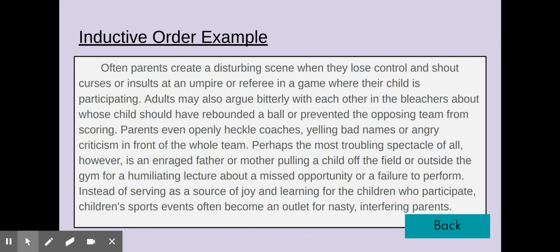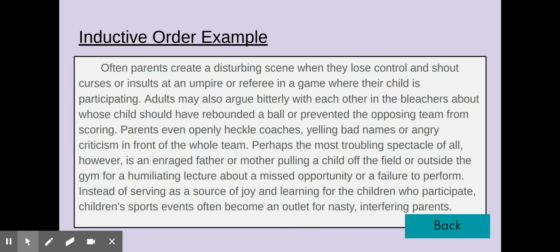Often parents create a disturbing scene when they lose control and shout curses or insults at an umpire or referee in a game where their child is participating. Adults may also argue bitterly with each other in the bleachers about whose child should have rebounded the ball or prevented the opposing team from scoring. Parents even openly heckle coaches, yelling bad names or angry criticism in front of the whole team. Perhaps the most troubling spectacle of all, however, is an enraged father or mother pulling a child off the field or outside the gym for a humiliating lecture about a missed opportunity or a failure to perform. Instead of serving as a source of joy and learning for the children who participate, children's sports events often become an outlet for nasty, interfering parents.